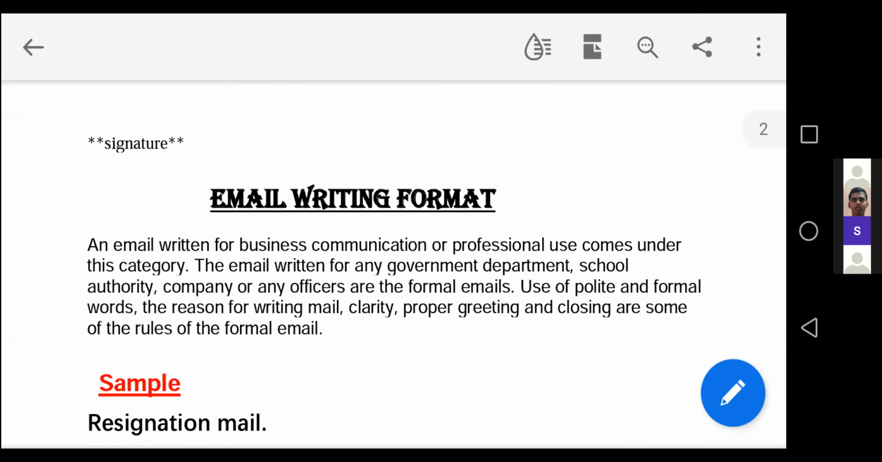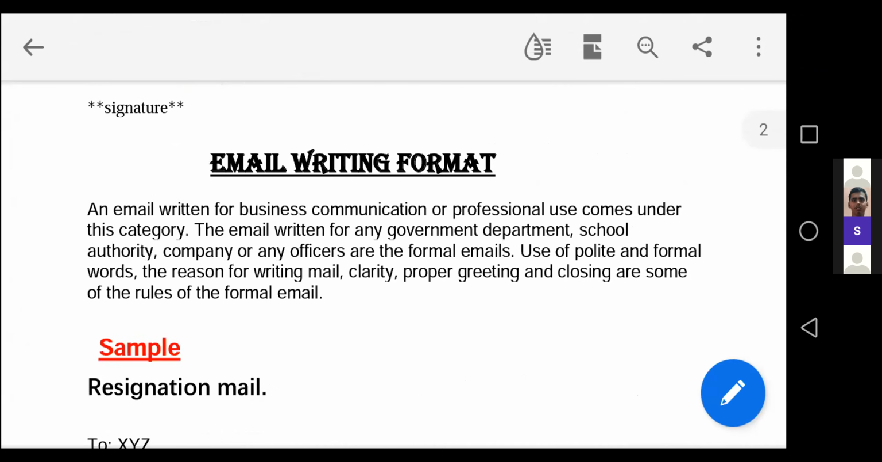Now for the email format, we will see. Email is very much similar to letter writing. An email written for business communication or professional use comes under this category. Emails written for a government department, school authority, company, or any officer are formal emails, and they use polite and formal words. The reason for writing the email, clarity, proper greeting and closing are some of the rules of the format that we already use in letters, right?